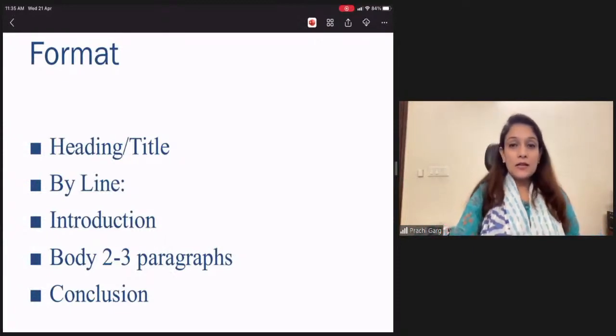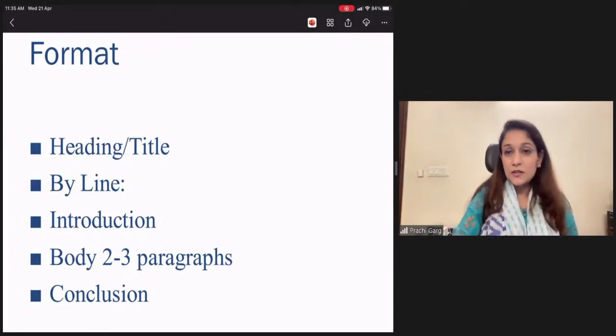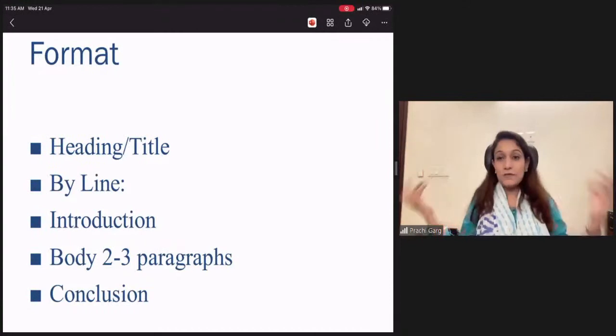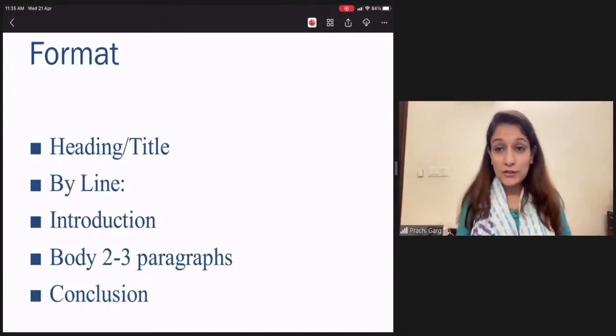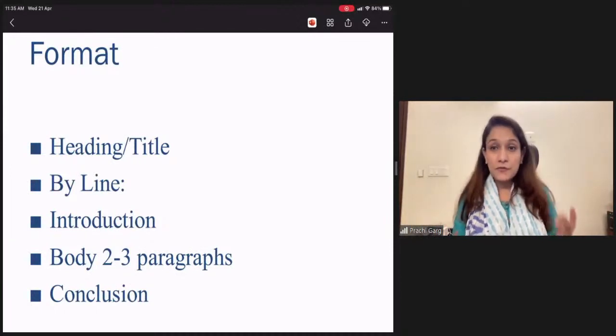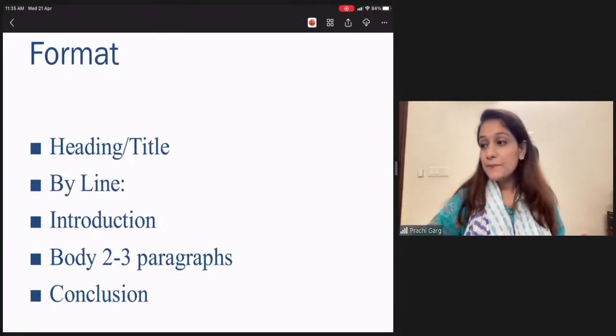All right, so let's start. Let's look at the format. The format is pretty easy. Of course, you have a heading, you have a title, then you have a byline. Byline is the writer's name, actually. So you write the writer's name. Of course, whoever has written this article, you will mention that person's name.